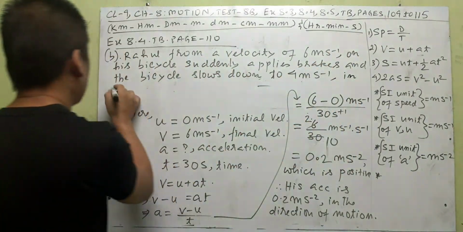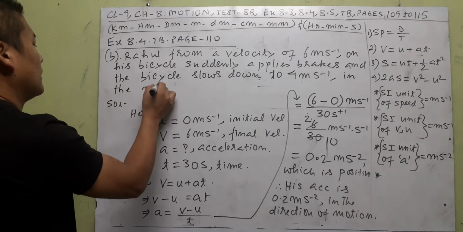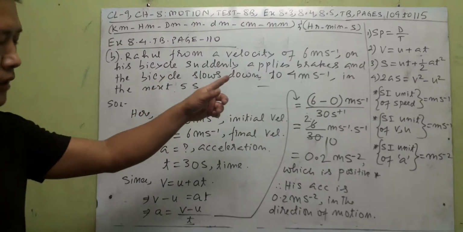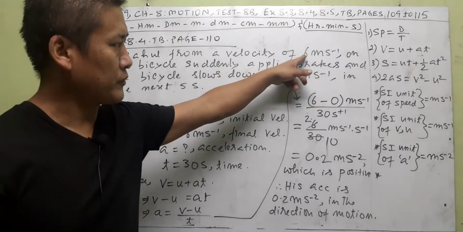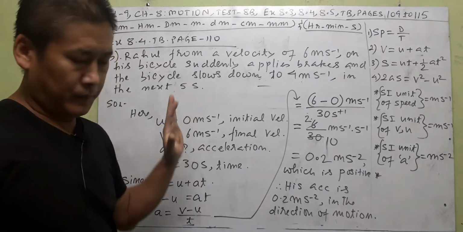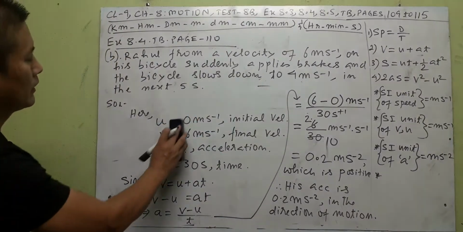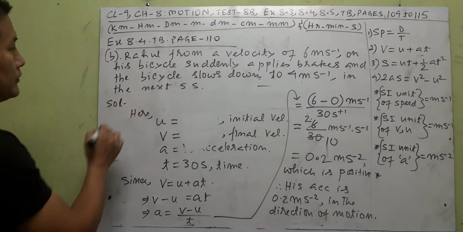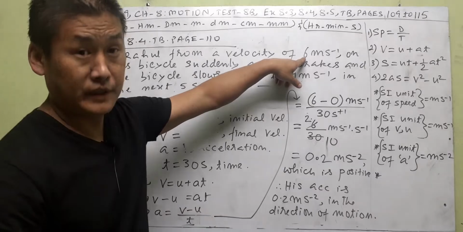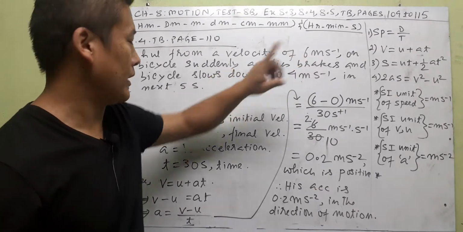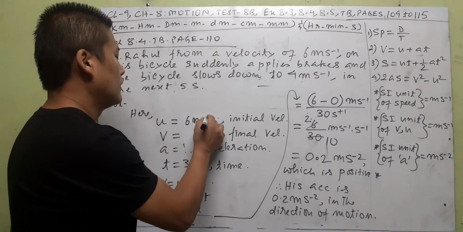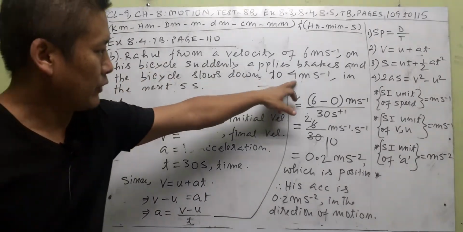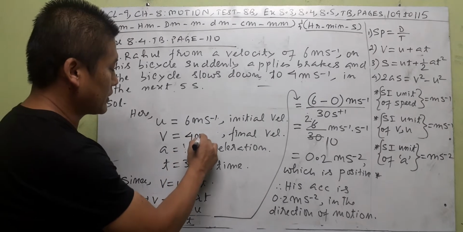This happens in the next 5 seconds. Means after he applies brake, it goes down from 6 to 4 in a time period of 5 seconds. Okay, so here solution: when the question started, he was at a velocity of 6 meters per second. So this is the initial velocity. And finally, after applying brake, he went down to 4, so that is called final velocity.